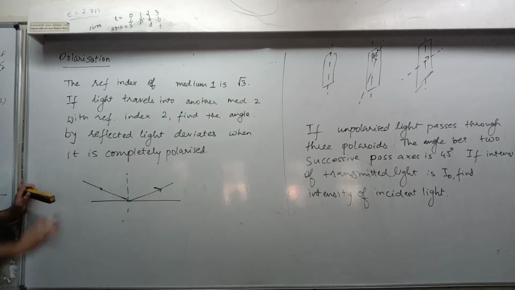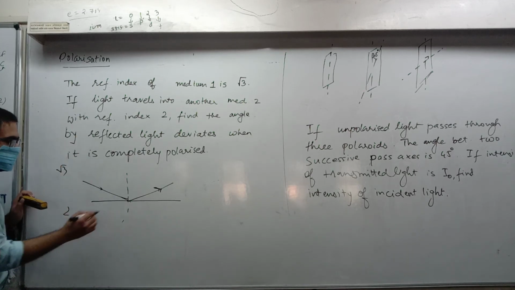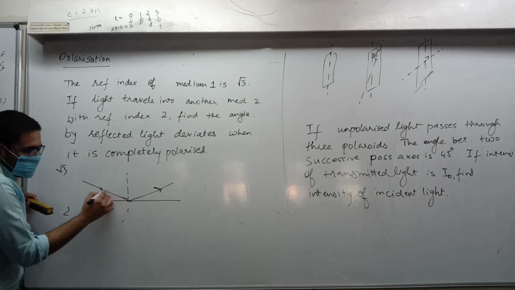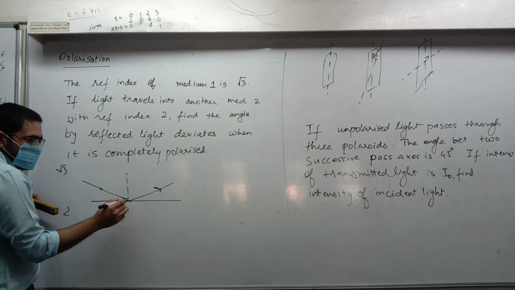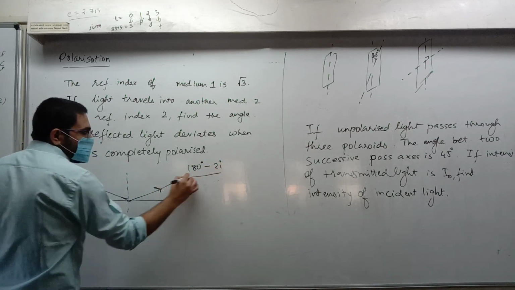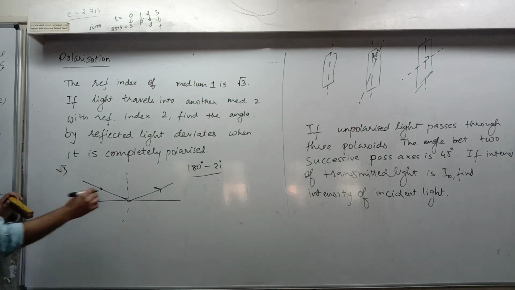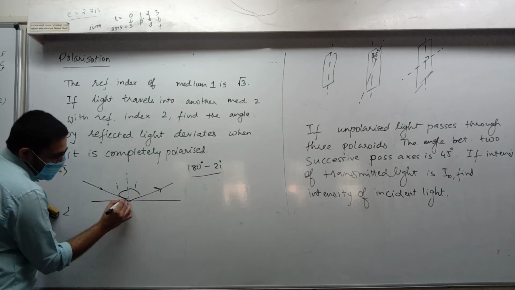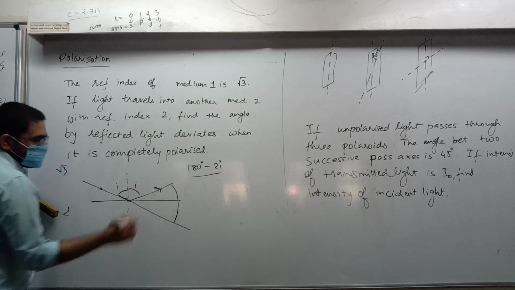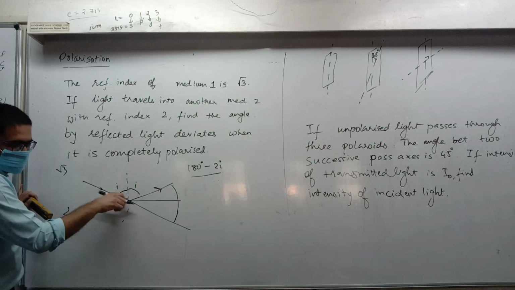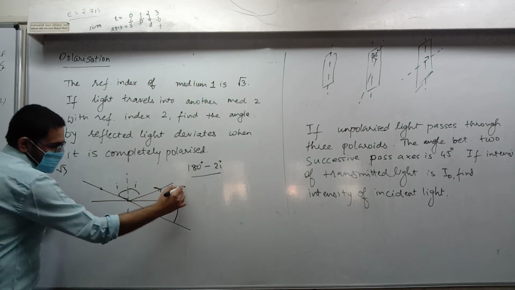So this is what we have in this question. Here √3, here 2. We have to find the angle of deviation. Do you agree that when light is reflected like this, the angle of deviation for reflected light is 180 minus 2i? When it gets deviated, what is the meaning of deviation? How much it turns. It turns like this. So this is deviation. Yes or no?